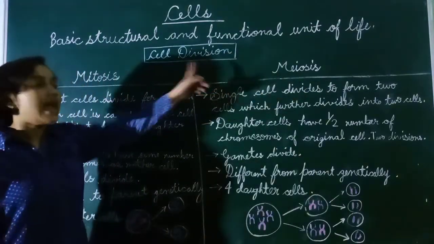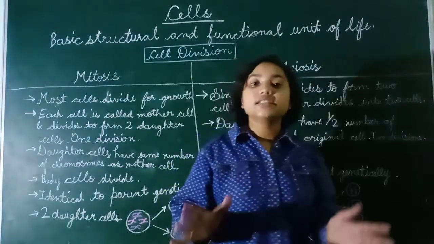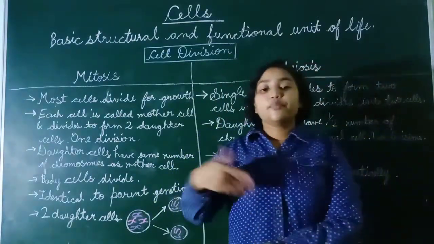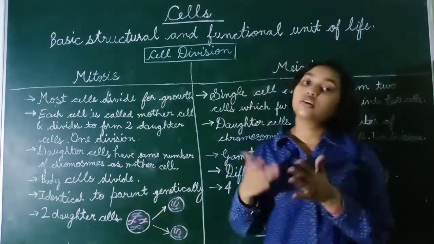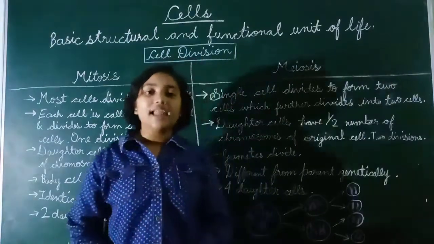So mitosis and meiosis are the two types of division which are required by our body for reproduction and to grow. Here we have completed our chapter on the cell.